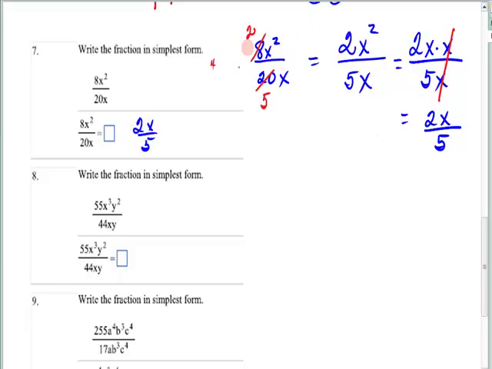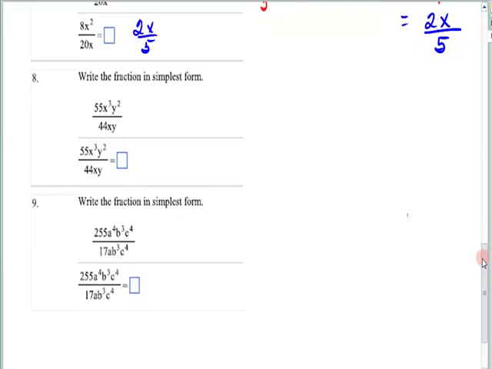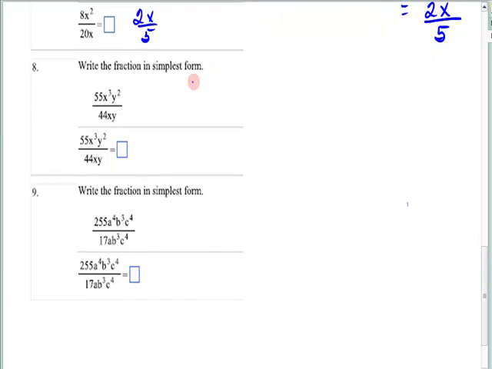So I take care of the numbers like I always have. With the variables, sometimes they expand them because it makes it easier to do. Let's see that in the next one. I have 55 x to the third y to the second over 44 xy. What will go into 55 and 44? I think everybody will see that 11 will. 11 goes in there 5 times, 11 goes in there 4 times.